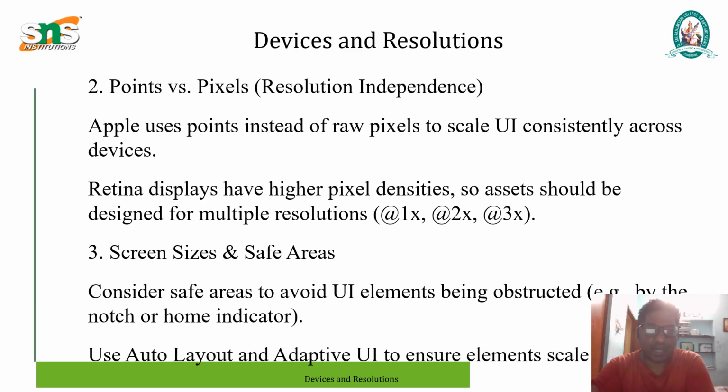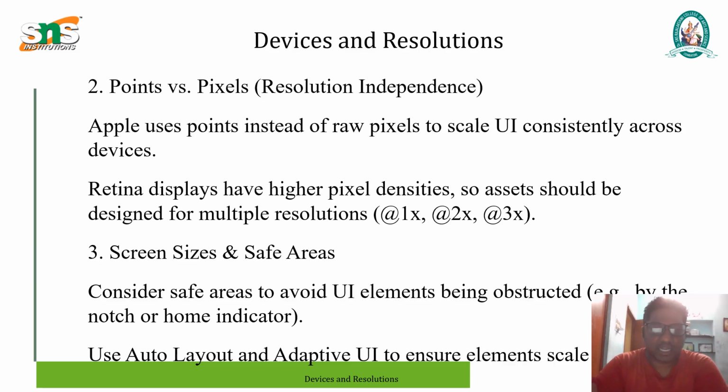So next is points and pixel resolution independence. Apple uses points instead of raw pixels to scale the UI consistently across devices. Retina displays have a higher pixel density, so assets should be designed for multiple resolutions, for example @1x, @2x, @3x.